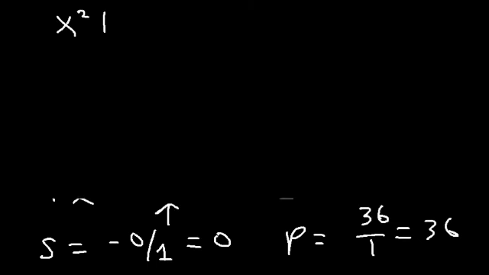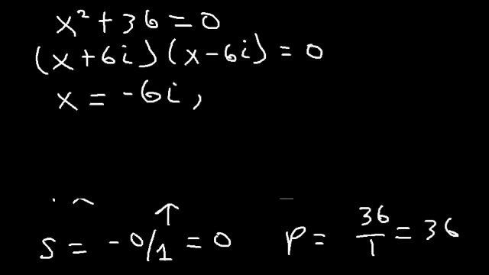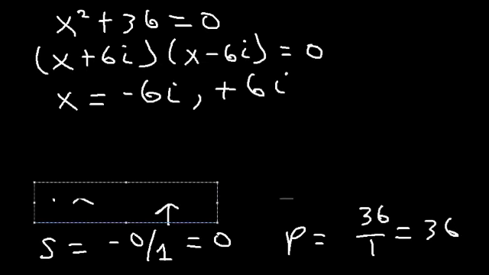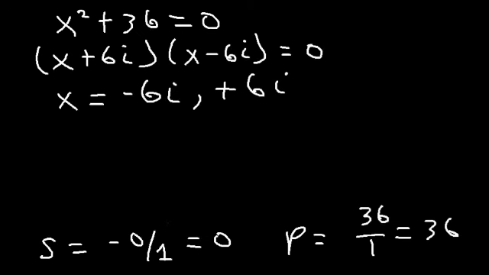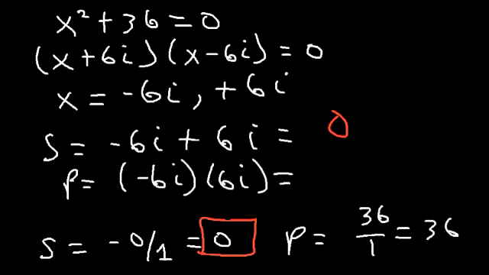So the equation x squared plus 36 can be factored as x plus 6i times x minus 6i. Therefore, the roots are -6i and positive 6i. If we are looking for the sum of the roots, the sum is just adding the two answers. -6i plus 6i adds up to 0. Now the product, we just got to multiply. -6i times 6i will give us the product, which is -36i squared. And since i squared is -1, this is going to be positive 36.